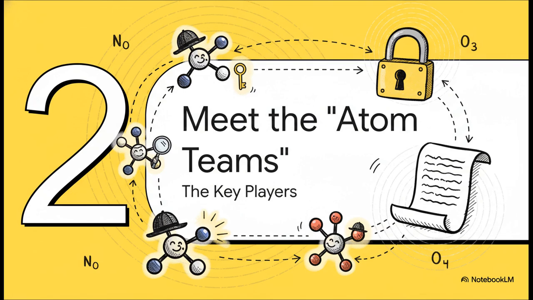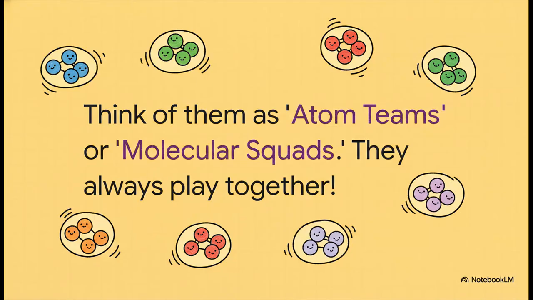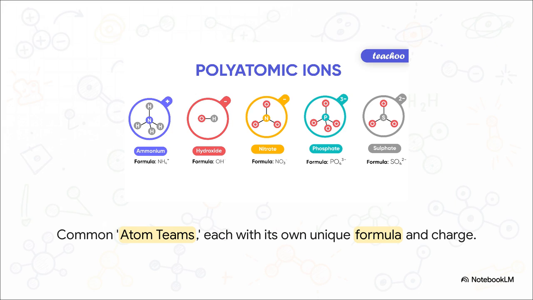All right, so to crack this code, we have to meet the key players. These are the secret agents that really make these formulas tick. I like to call them the atom teams. Now, the official fancy science name is a polyatomic ion. And all that means is it's a group of atoms that are bonded together so tightly, they basically act like one single thing with one single charge. But honestly, there's a much easier way to think about it. Let's just call them atom teams, or if you like, molecular squads. The big idea here is that they're a package deal. They move together, they react together, they're always on the same team. They never split up.